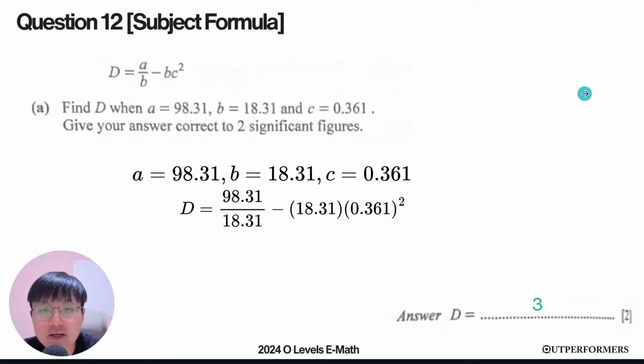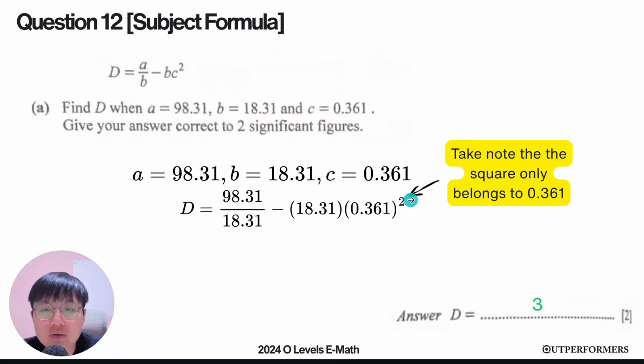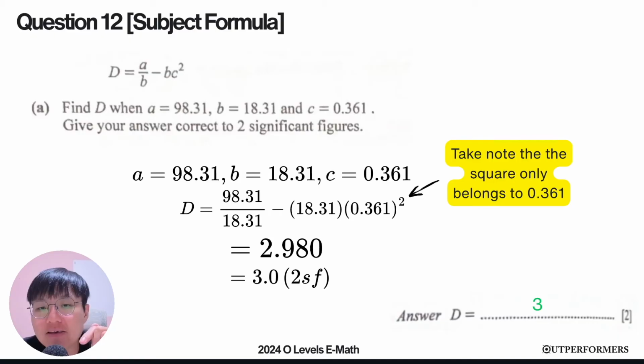All right, and one very important thing is to ask yourself, where does this square belong to? So this square over here actually is only with C. If it's with B, there should be a bracket right here. So that's one very important thing you have to take note of when it comes to squaring things. So make sure when you type into the calculator, 0.361 is the only one that's being squared, and then you'll be able to get a value of 2.980, and rounding to 2SF, it should give 3.0.